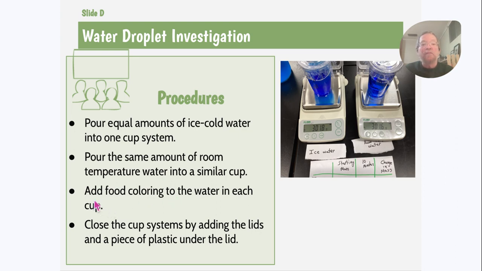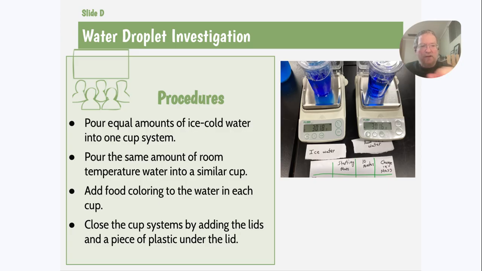We're also going to add blue food coloring to the water in each cup. Why would we do that? What does having blue water inside the cup tell us after we get the condensation on the outside of one of the cups? Then it says close the cup systems by adding the lids and a piece of plastic under the lid.